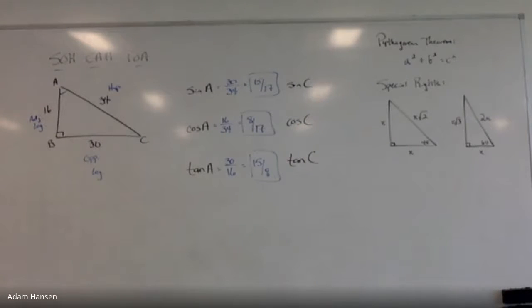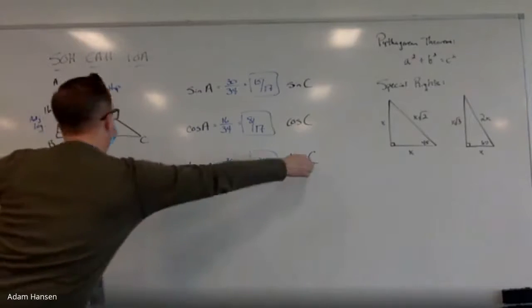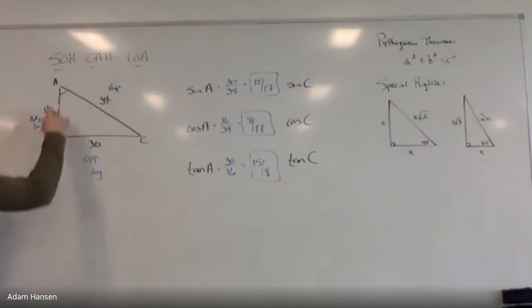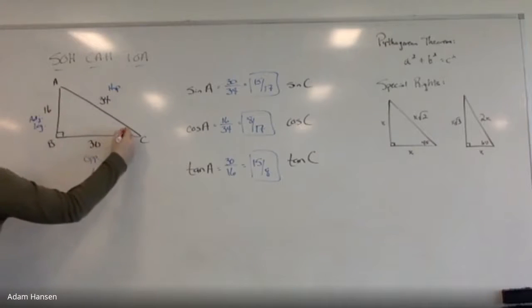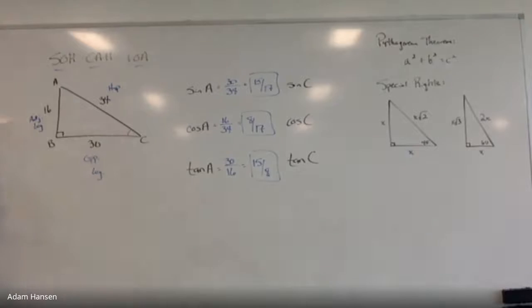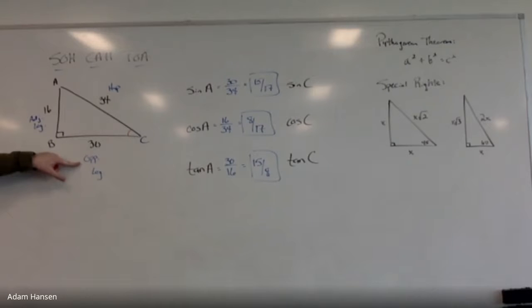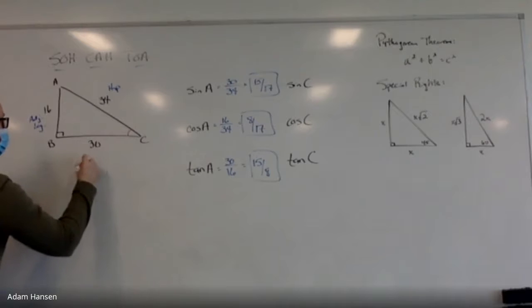Now we're going to do the same thing: sine, cosine, tangent for angle C. Let me reframe this a little bit because now I'm going to use angle C as the acute angle of reference. Don't I have to switch these around now? Is the opposite leg still the opposite leg for angle C? No, it's the adjacent leg. It's right next to it.